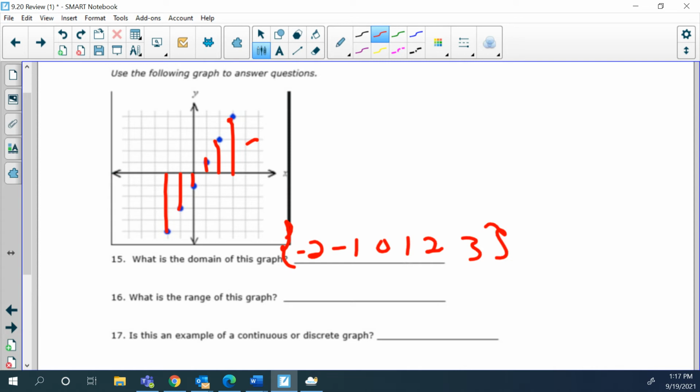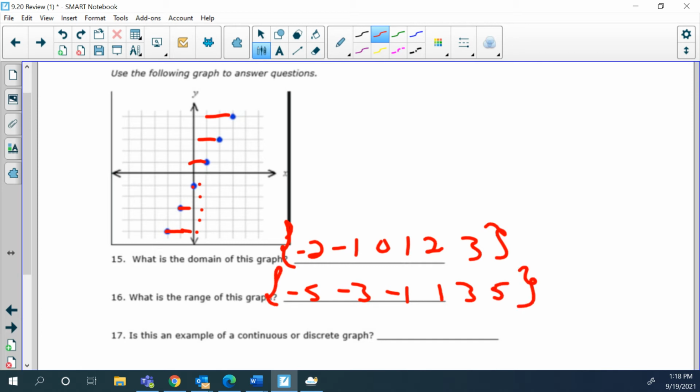And for the range, I'm going to draw the line now to the y-axis. The range is our y values. This time you're going to start with the lowest point. This one is my lowest point. I go to the y-axis. That is 1, 2, 3, 4, 5. That's -5. The next one is -3. Next one is already on the y-axis, which is -1. Go up, that is 1. This one is 3, and this one is 5. All right, and so my range is going to be that.